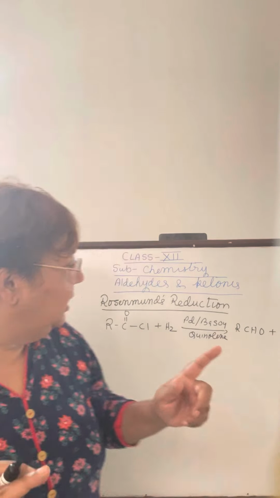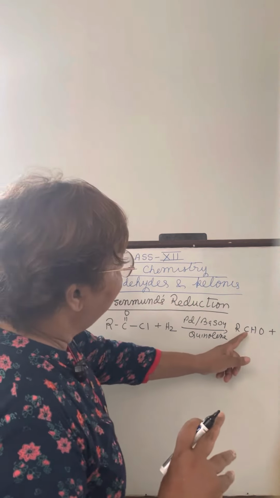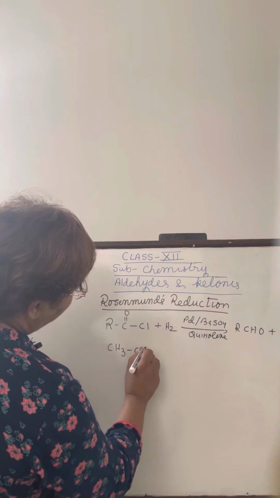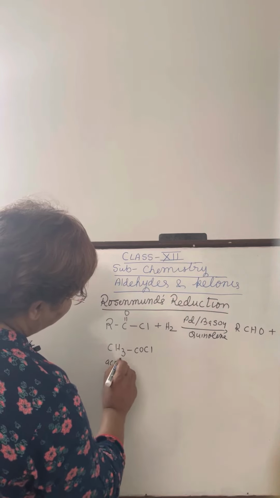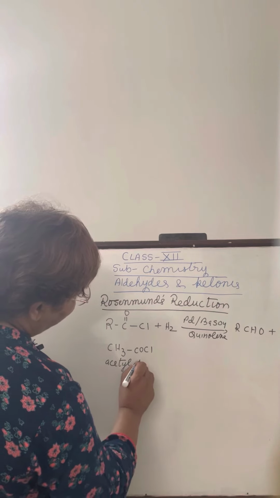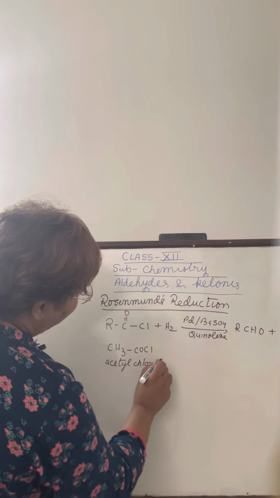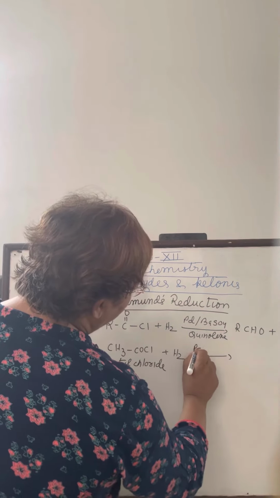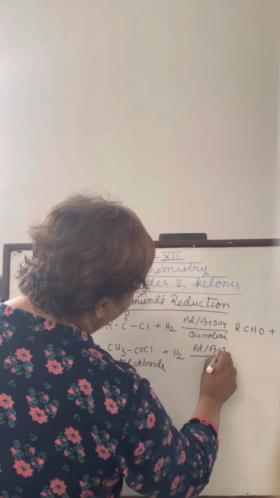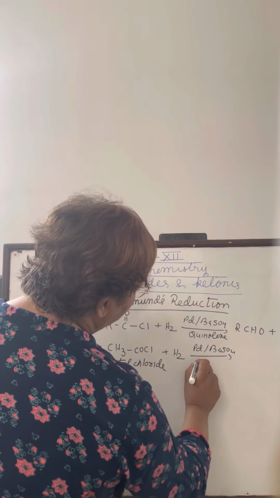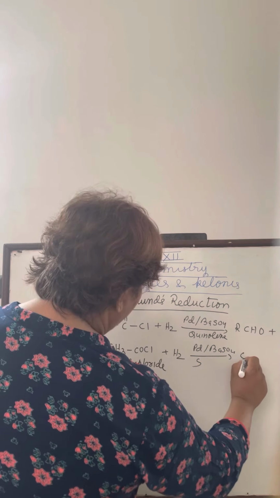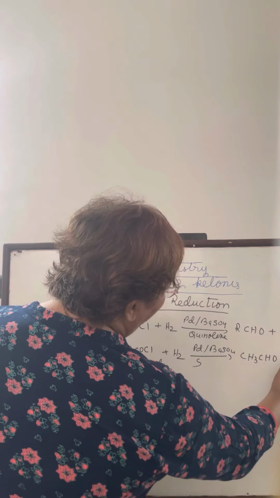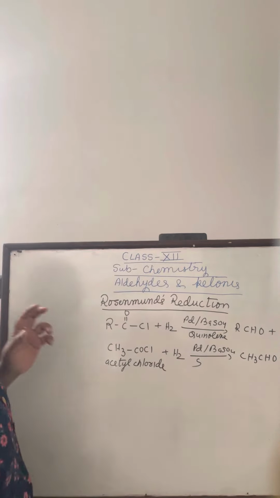All right. So from the reduction of acid chloride we get RCHO. Suppose we have taken acetyl chloride, CH3COCl. This is acetyl chloride. The IUPAC name is ethanoyl chloride. When it is treated with hydrogen in presence of palladium, barium sulfate and quinoline or sulfur, then we get CH3CHO plus HCl. Mind it, this method cannot be used for preparing ketone.